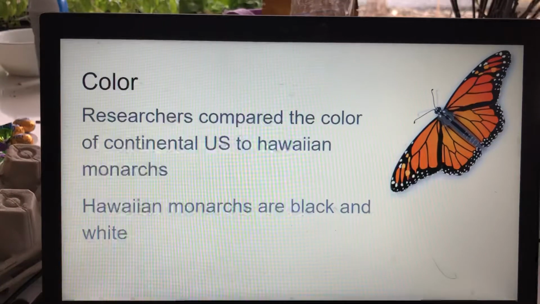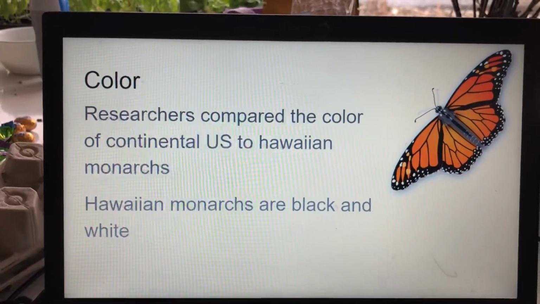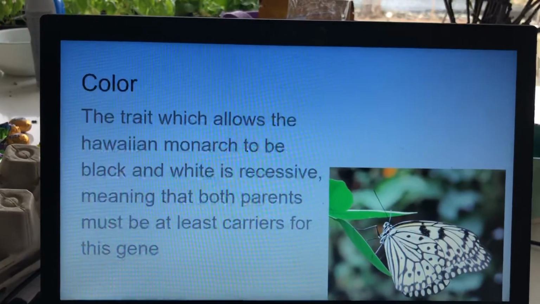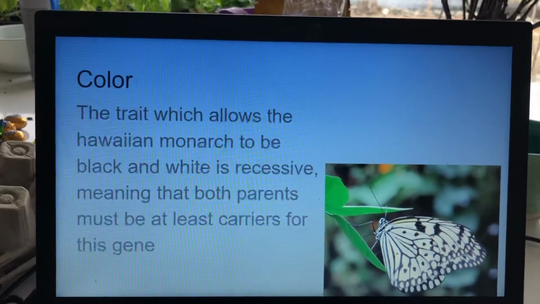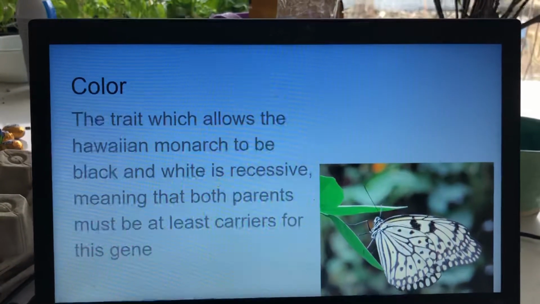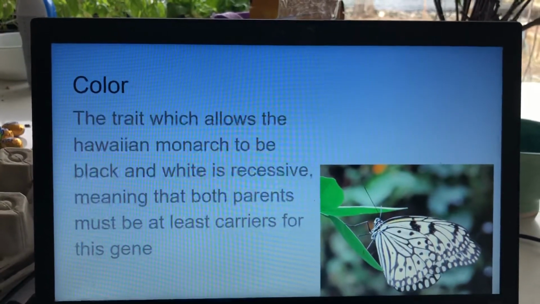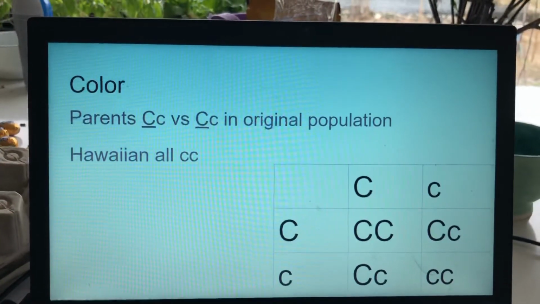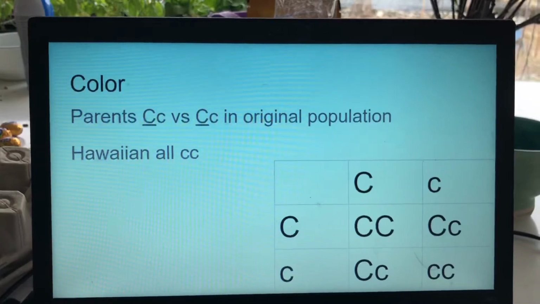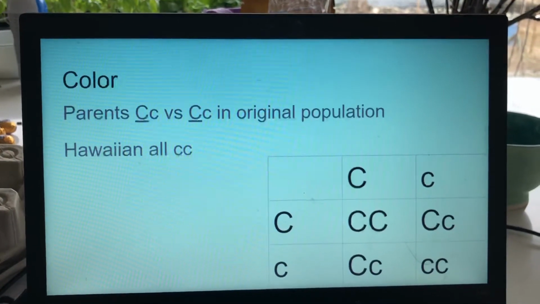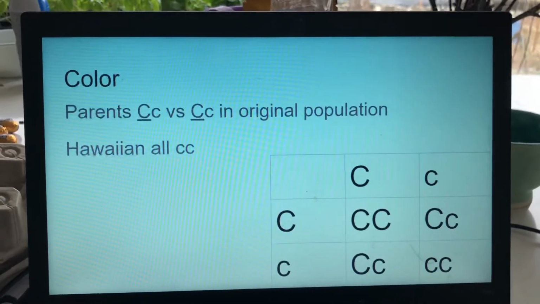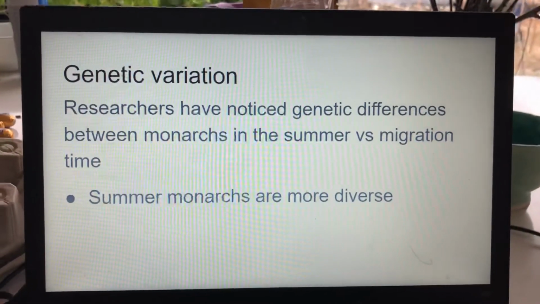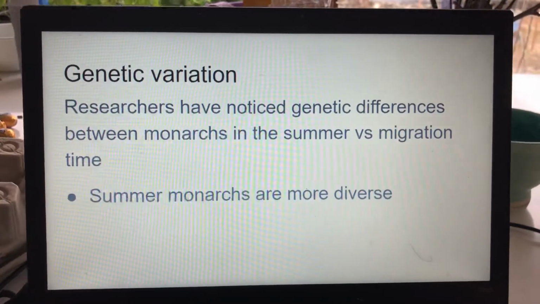Here I talked about color of the monarchs. And this is all for the genetics section, contrasting our monarchs with the Hawaiian kind, which is black and white, and about dominant versus recessive. And I made a Punnett square. Easiest way to make an electronic Punnett square, please note that this is just a 3x3 table. Insert 3x3 table. I talked a bit about genetic variation because this is super important.